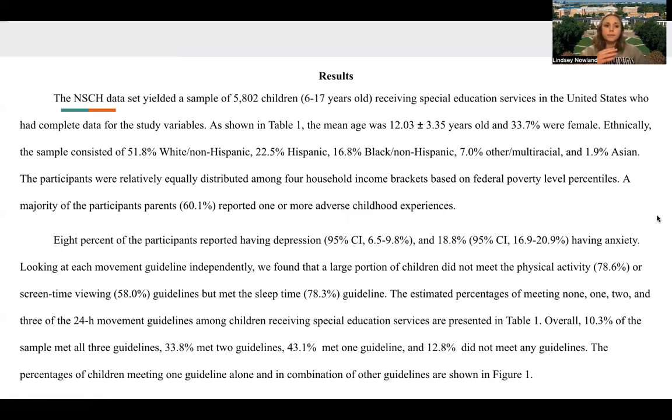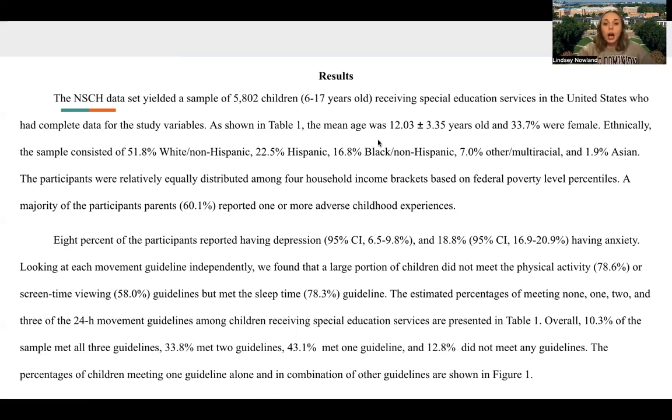So if we take a look, again, we used a national data set. This data set provided us 5,802 children, describing the amount of children from 6 to 17 years old. There's my age range right there, that were receiving special education services in the United States and who completed the data of the studied variables. As shown in Table 1, we created a table that displayed the information that I'm going to discuss here.